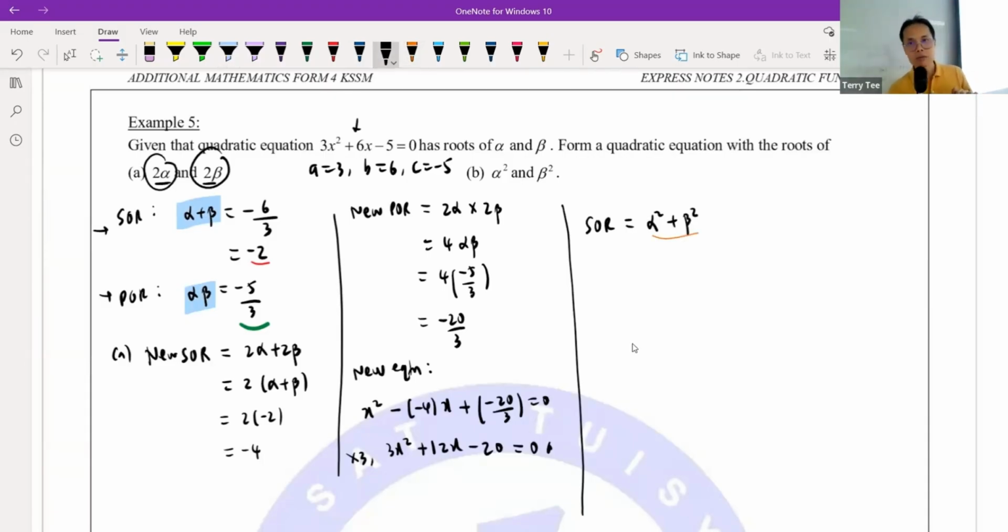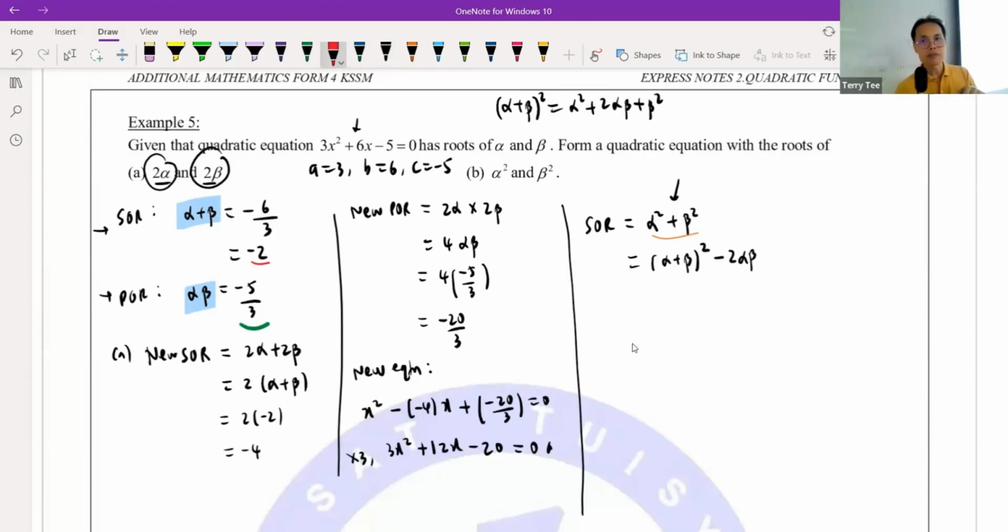Okay, close. If you say alpha plus beta square, very good. Minus what? 2 alpha beta. Why must you minus? Because when you expand this, you should have 3 terms, right? You have an additional 2 alpha beta that I do not want. Because what I want is just alpha square plus beta square. So remember, if you can't remember, you can do it this way. Alpha plus beta bracket square is alpha square plus 2 alpha beta plus beta square.